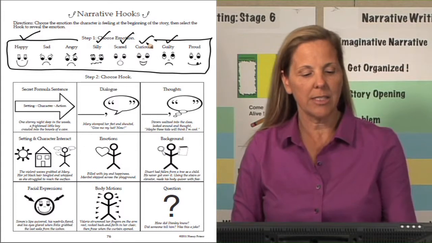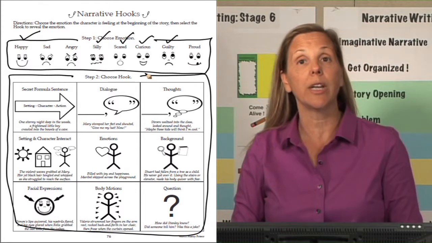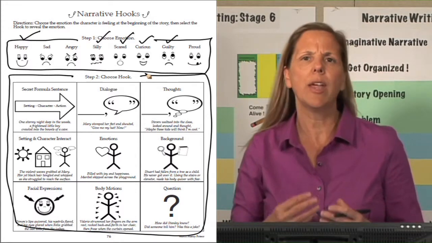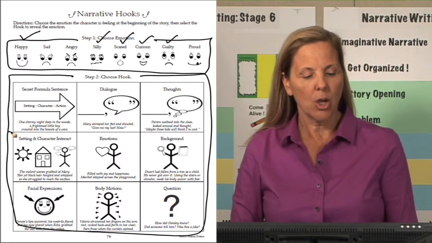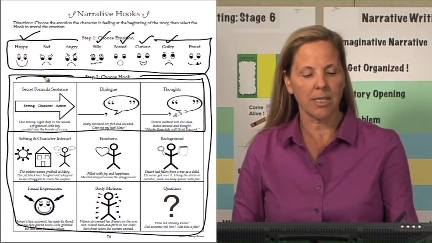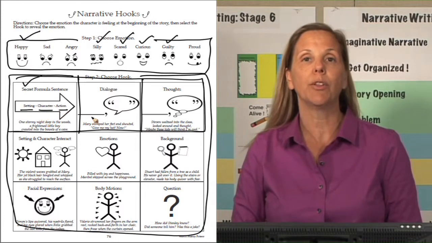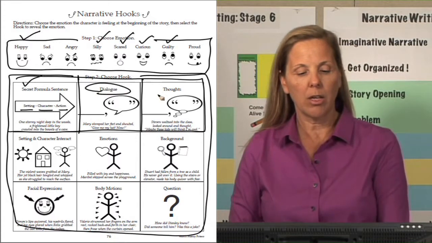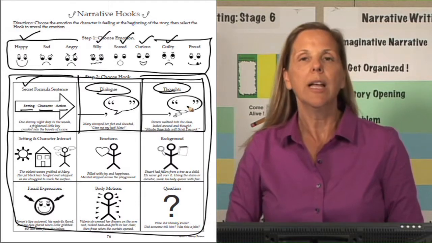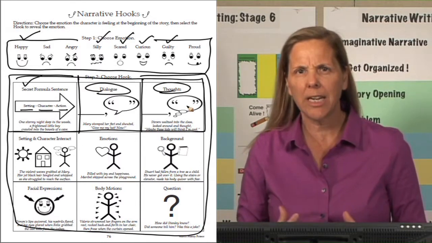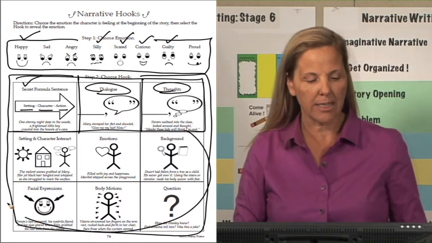The next is, down below, you'll see all these different boxes. And this is where the children can choose the type of hook they want to use in order to reveal that emotion. During most of our lessons, we stuck with the top 3 boxes here. That is using the secret formula, setting character action to pull in the reader, or dialogue or thoughts. Those are the ones that I usually show children until they get very skilled at these 3 different types of hooks, and then I introduce the other 6.